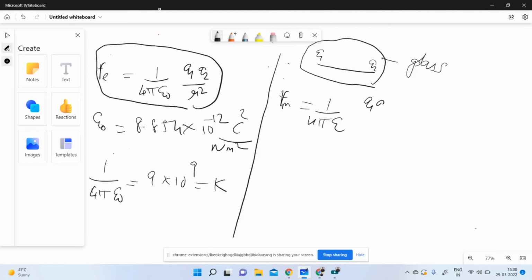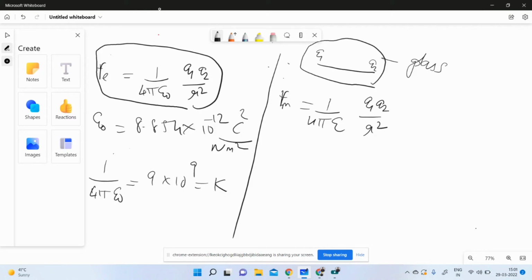Students, make it very clear. Epsilon naught is the permittivity of free space, air or vacuum, when two charges are in air or vacuum. Epsilon is the permittivity of any medium. So when two charges are taken into any other medium apart from air or vacuum, the permittivity will be represented by epsilon. Clear?